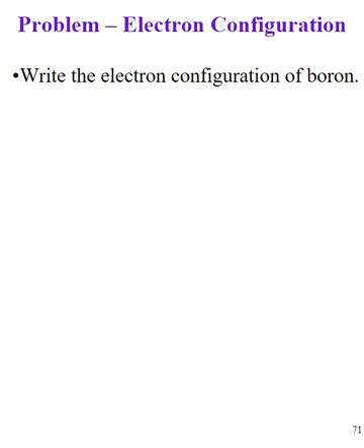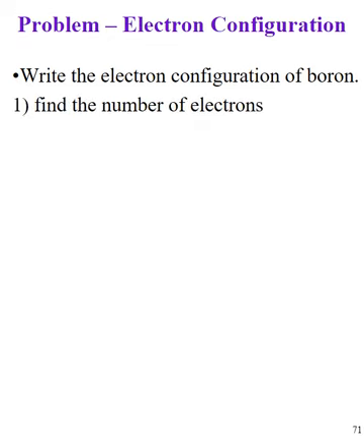Now let's actually do a problem involving electron configuration. It says write the electron configuration of boron. The first thing we need to do is find the number of electrons. For a neutral atom, if we remember, the number of protons will equal the number of electrons. If you look at boron, how many protons are there?